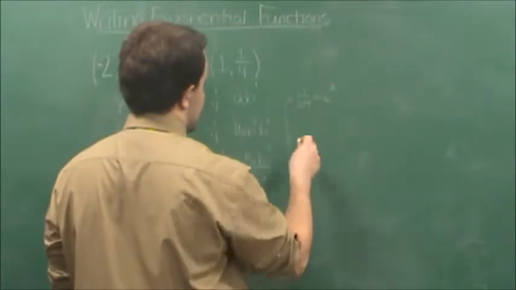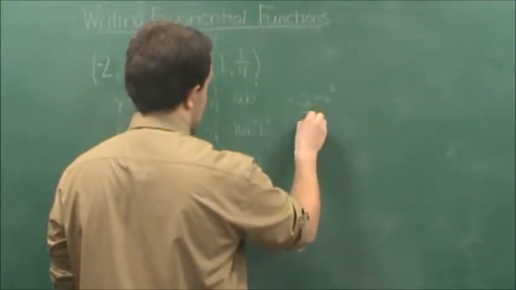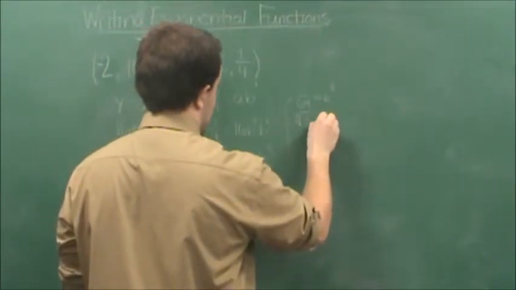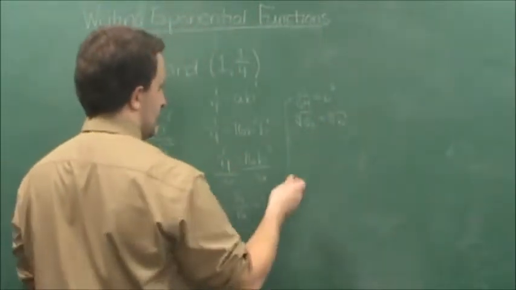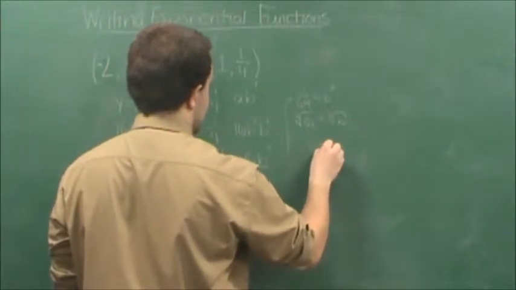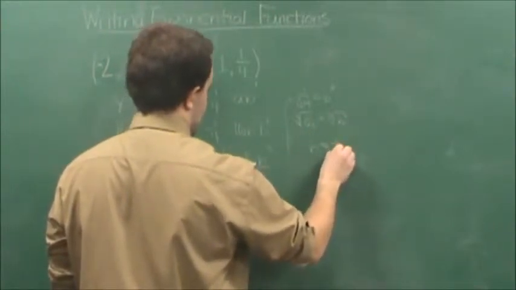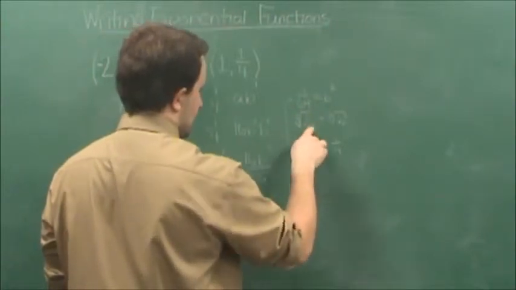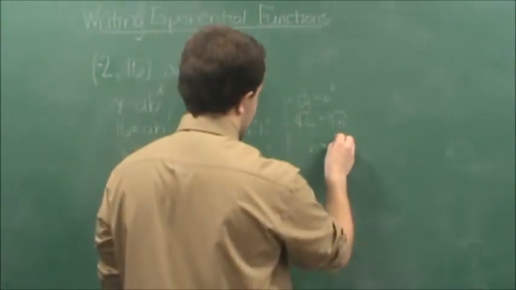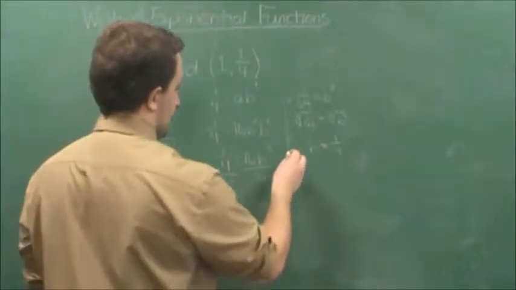And the last step is we have to take the cube root of both sides. When we do that, we get b is equal to 1/4, because the cube root of 1 is 1, and the cube root of 64 is 4. So our value of b is 1/4.